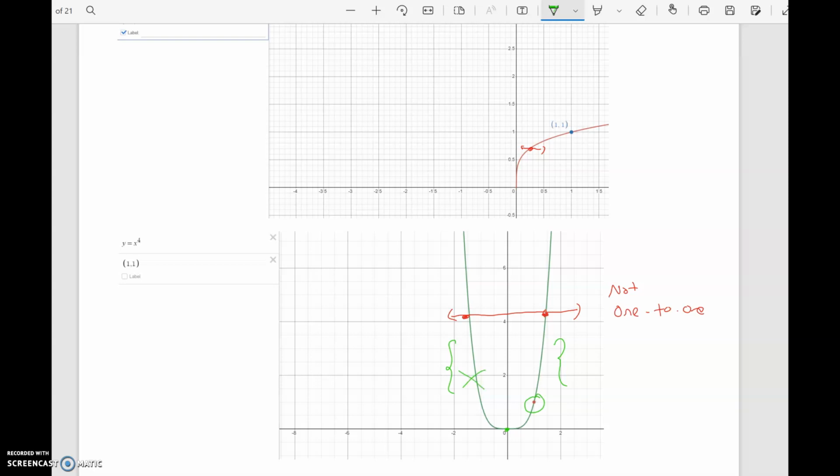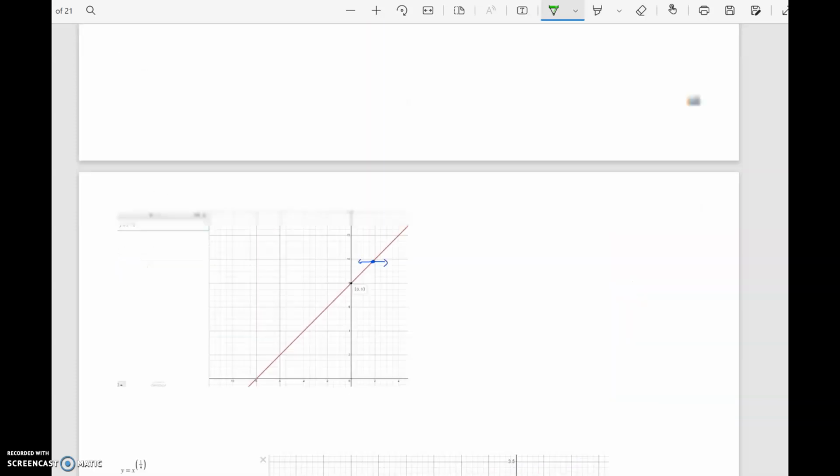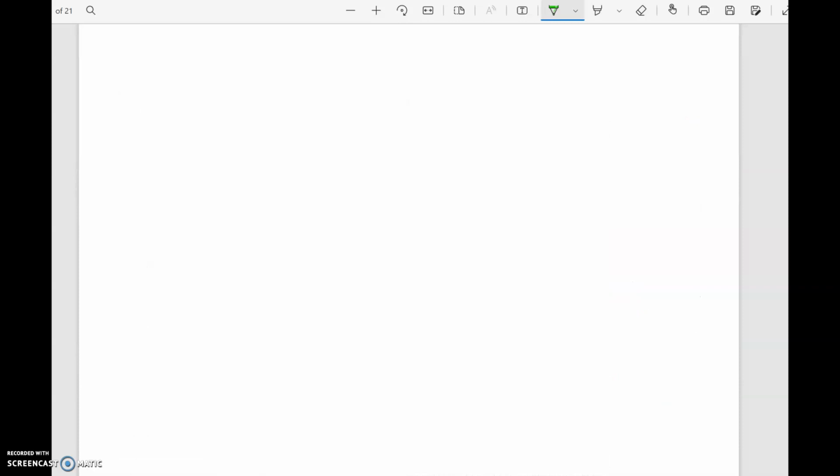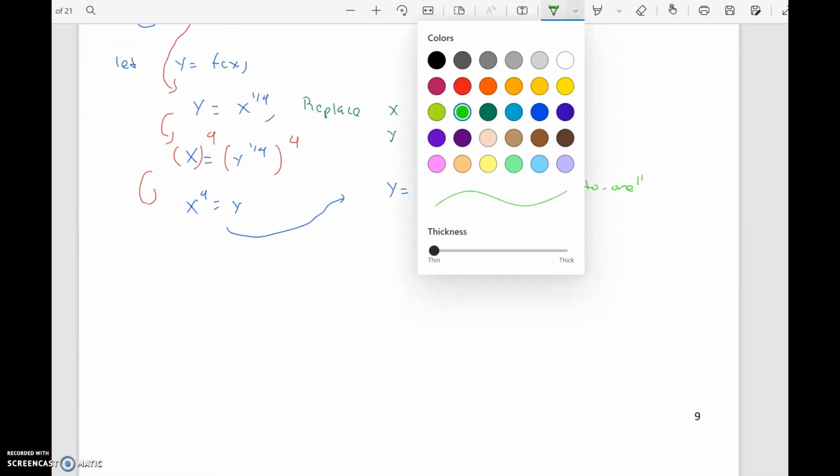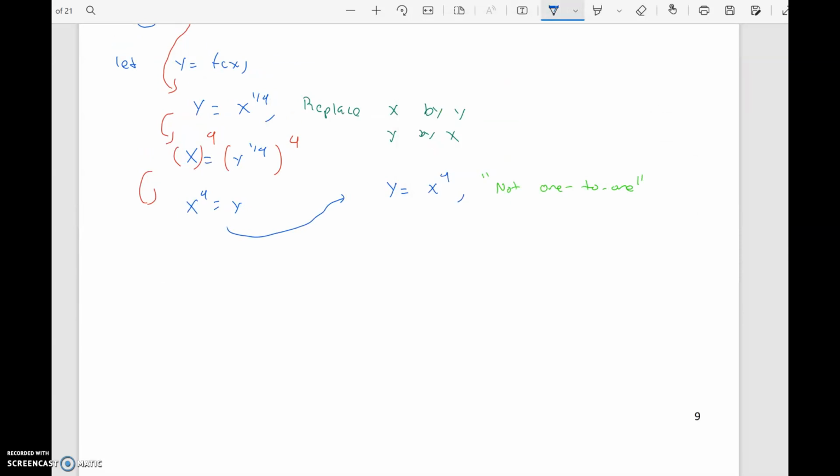This piece we don't need. So technically this whole piece will be eliminated, and we're only going to be using x greater than or equal to 0. So as we write your final answer, I'm just going to rewrite it as f of x, or actually f inverse of x, is equal to x to the 4th for x greater than or equal to 0.